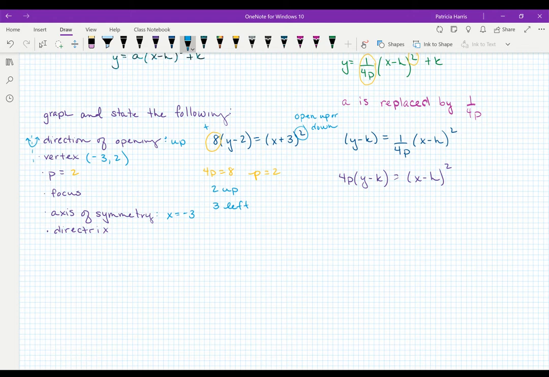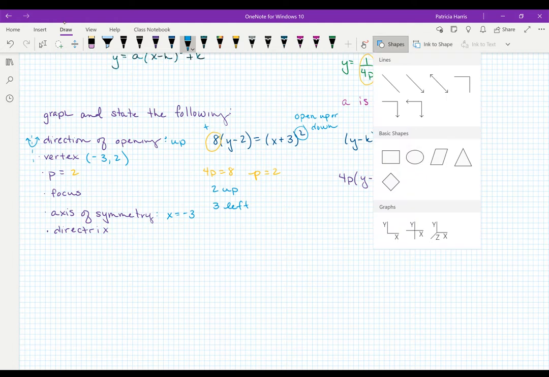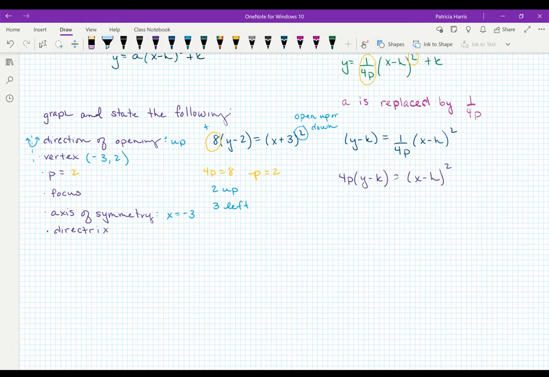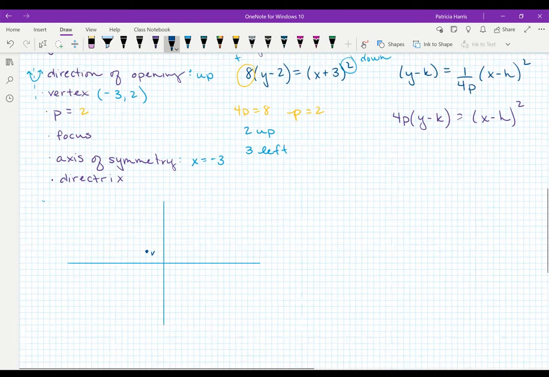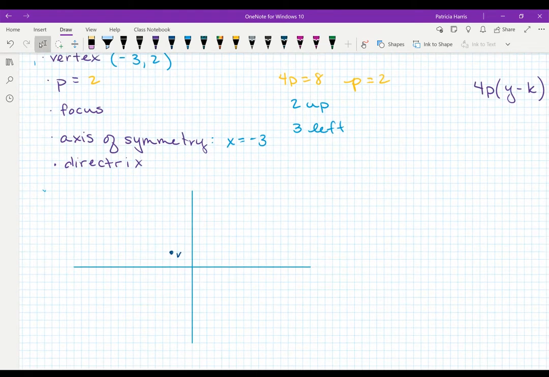Okay, so now I'm going to move to a graph. I'm doing this by hand. And again, if you want to check your answer, you can totally do Desmos. Desmos won't tell you the p-value or the focus or the directrix. Okay, all right, here we go. So first thing I do is I graph the vertex. So -3, 2. And I'm going to put a little v by there. Let me zoom in. Okay, so now I know this parabola opens up.